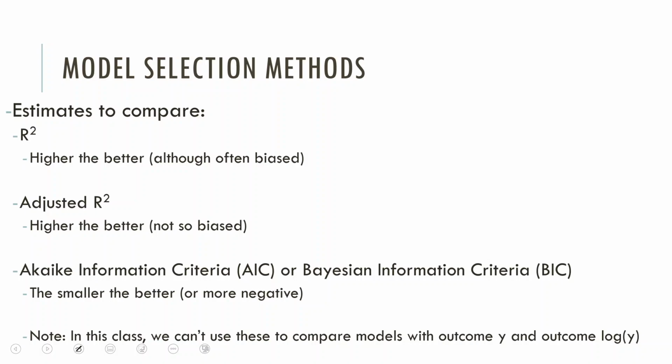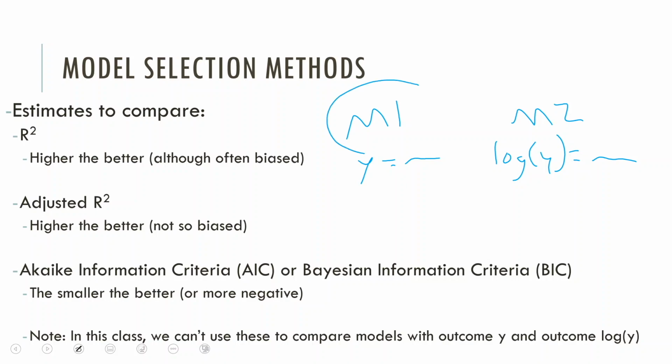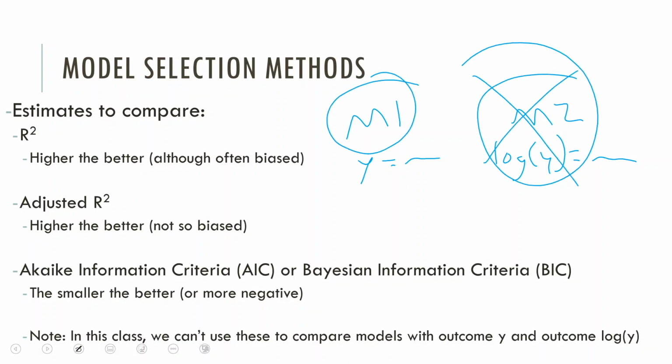And then let's say that you have two models. Let's say that model 1 is a simple y equals whatever, and then model 2 is a log of y equals whatever, right? You cannot use really any of these to determine which model is better. You can't really do that, because you're essentially looking at things now in a different scale.